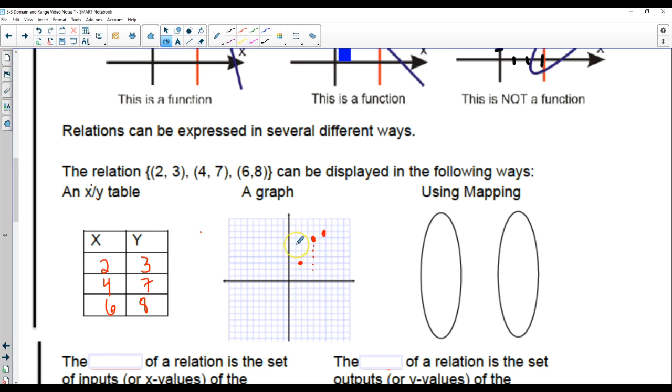Notice the vertical line test here would pass because when I draw vertical lines through those 3 points, never does the vertical line cross more than one of those ordered pairs.